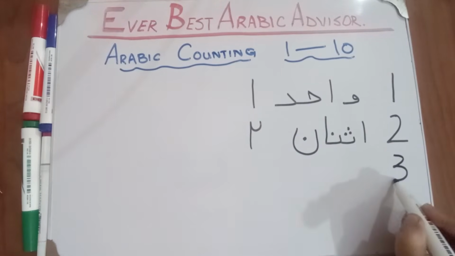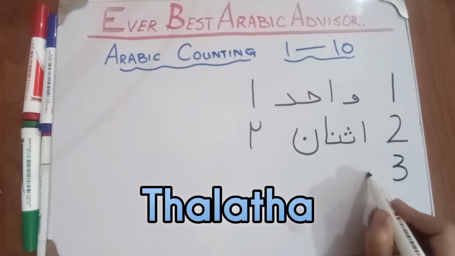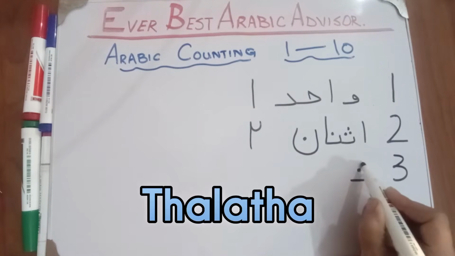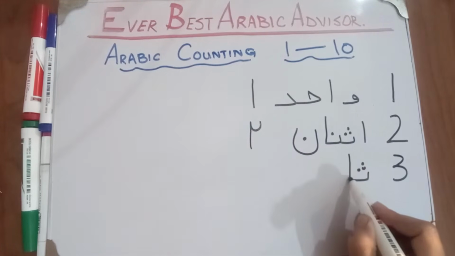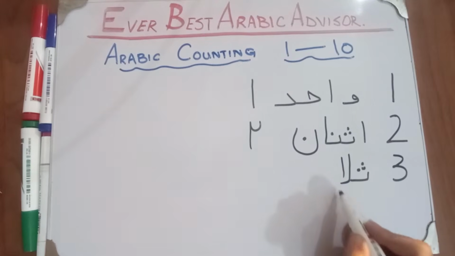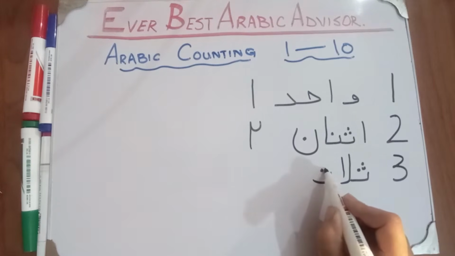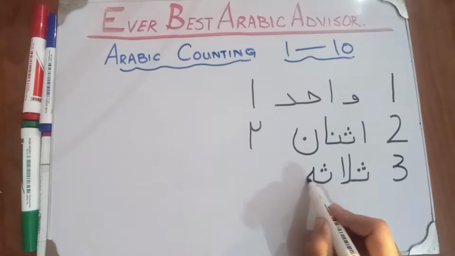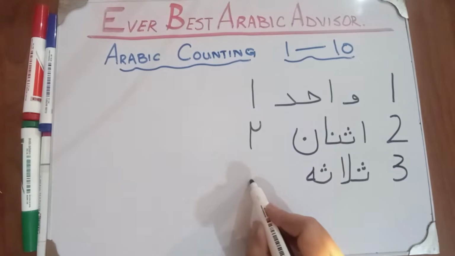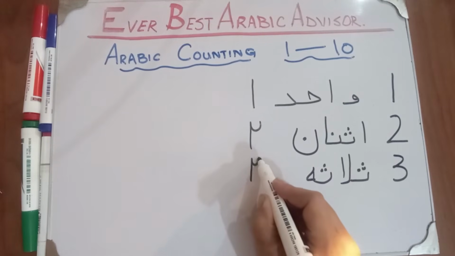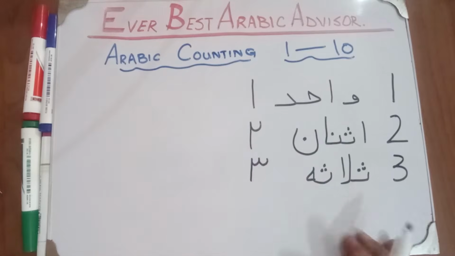For number 3, it is salasa. Sa, lam, alif, sa, and then the ha. Salasa. The Arabic numeral for number 3 is just like this.